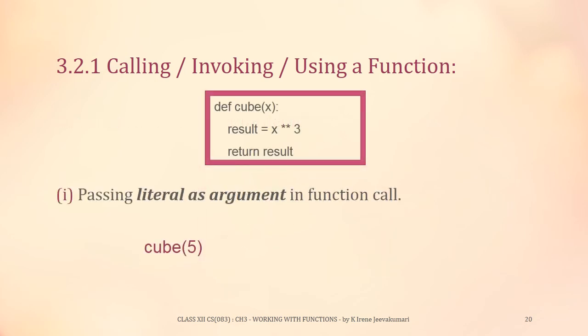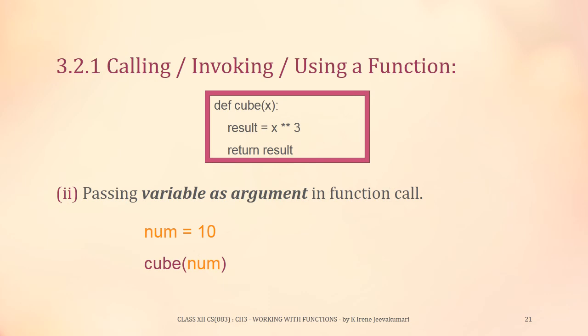So now let us see in how many ways a function can be called or invoked. Here the first method, passing literal as argument in function call. We know very well literal means they are values. So how a value can be passed as the argument we'll see. To call the function we use only the name of the function. Here the name of the function is cube. We have used the name of the function here and it takes one parameter x. So for that parameter we have passed the literal or value 5 as an argument. This is one of the methods.